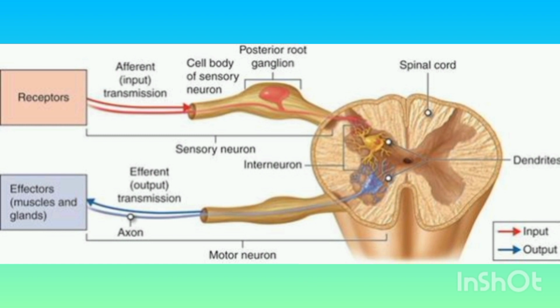The sensory neurons take the information from the receptor to the spinal cord, and the motor neuron, after analyzing by the spinal cord, sends the information from the spinal cord to the effector organ, that is the muscle or the gland.